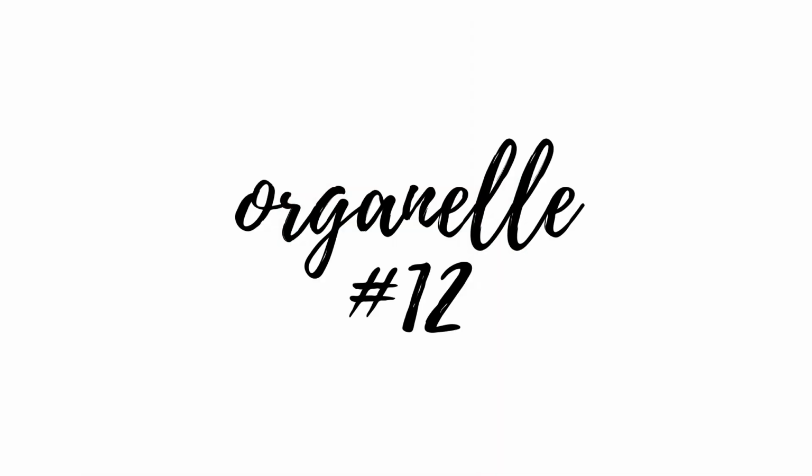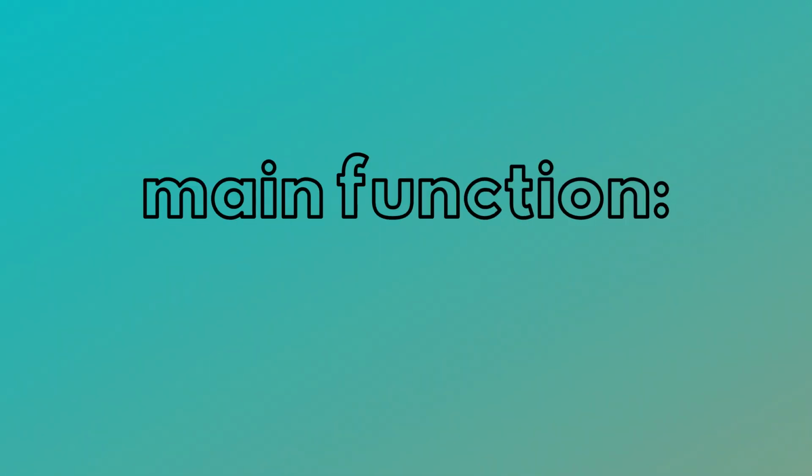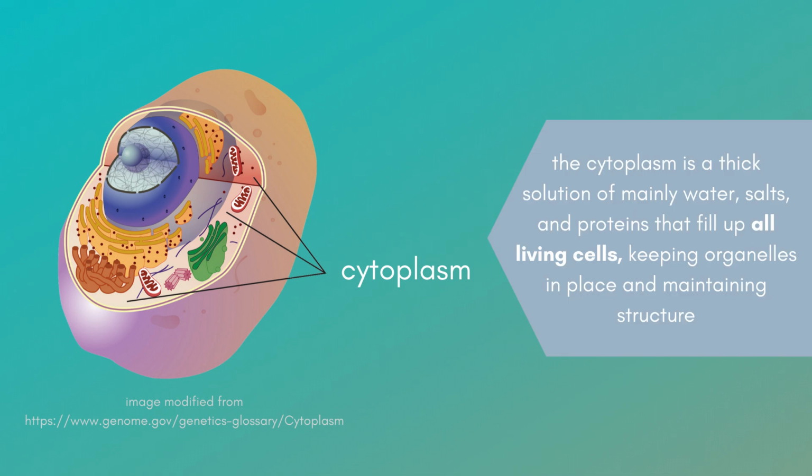The 12th organelle we'll look at is the cytoplasm, which is another organelle found in all cells. Its main function is for cell structure. So this is a cell, and here you can see the nucleus, the mitochondria, and the endoplasmic reticulum, and the Golgi, but the substance keeping all these suspended and holding everything in place is the cytoplasm. The cytoplasm is a thick solution made of mainly water, but in it you can still find things like salts and proteins. Again, this is found in all living things, and it keeps everything where it needs to be.